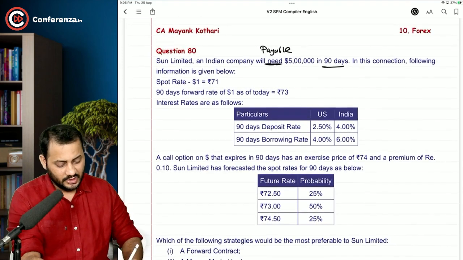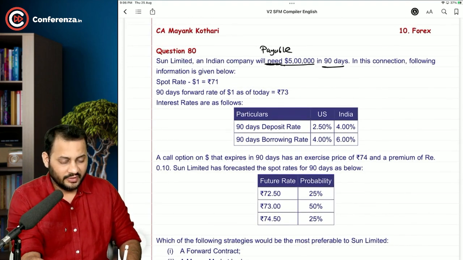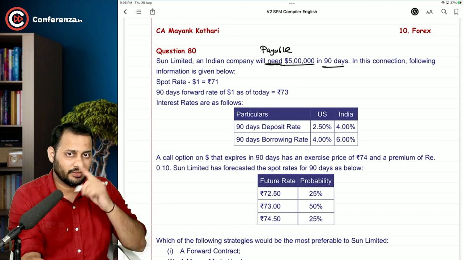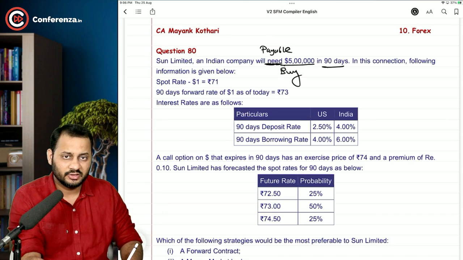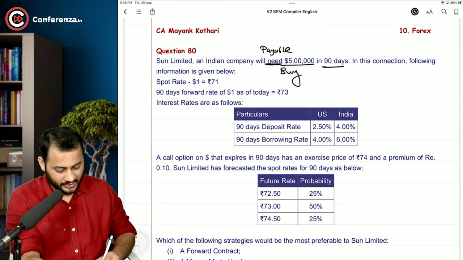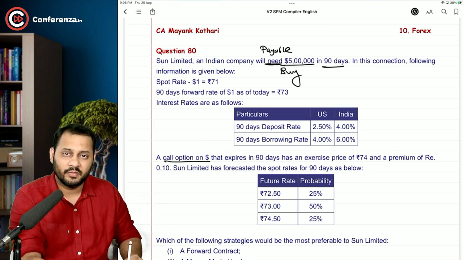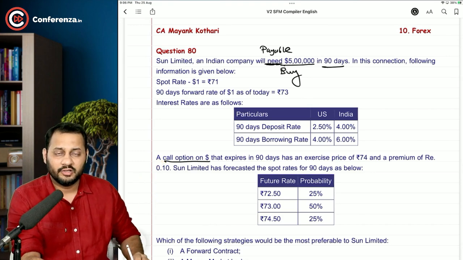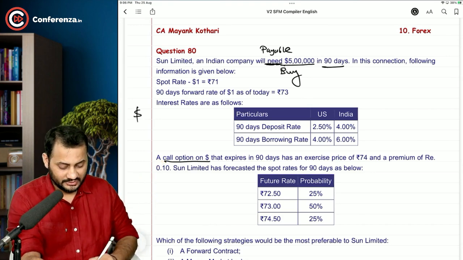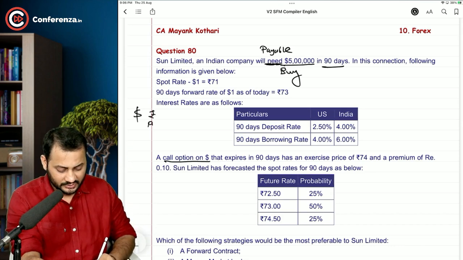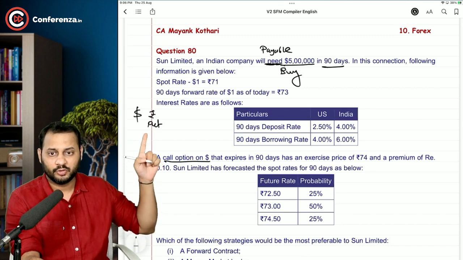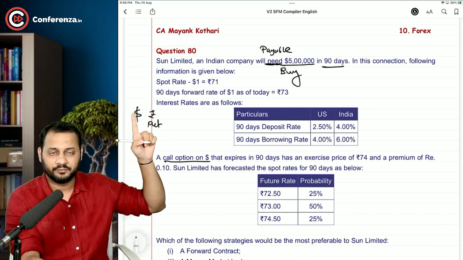Just understand, we need $5 lakh to make the payment to the vendor. That means we will buy these dollars first after 90 days. So we need the dollar buying, right? And that's why they have said call option. Even if the question misses out on writing call or put, you need to make sure that the dollar is the base currency and call option is the answer. If rupee is the base currency, then you will buy a put option, because by selling rupees you will buy dollars.